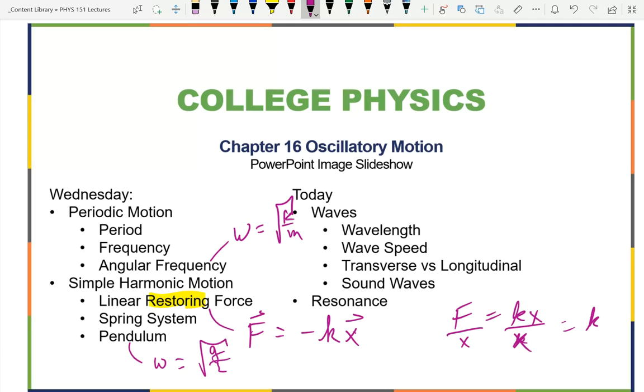And so it doesn't matter what the mass is for a pendulum. It's going to have the same period whether it's a low mass or a large mass. It matters what the length of the pendulum is and what the acceleration of gravity is.